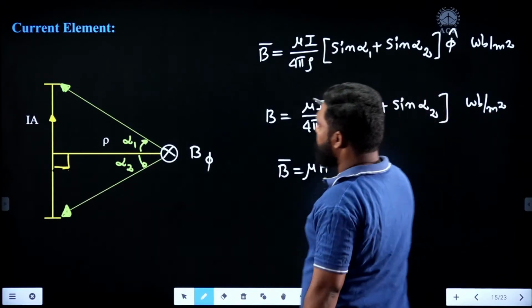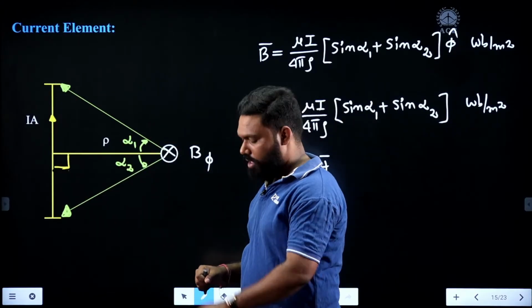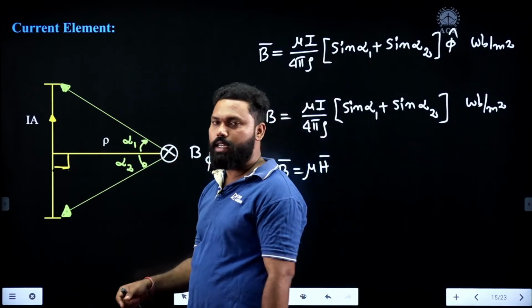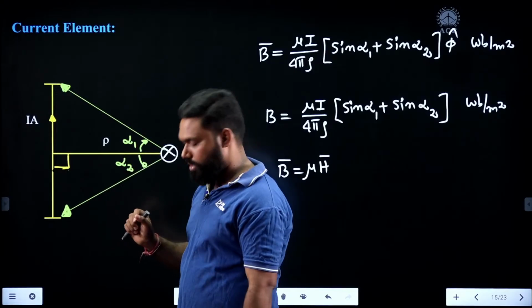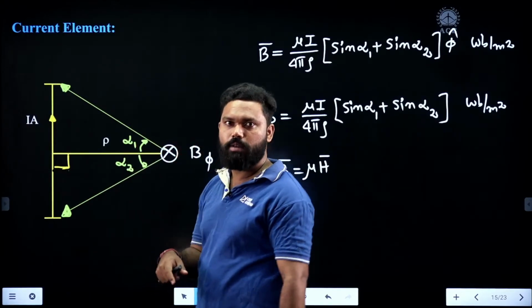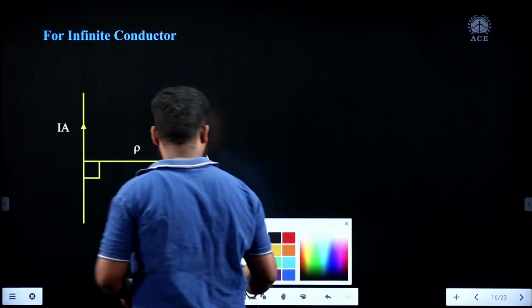Now I want to modify this formula for the infinite length current carrying conductor. What happens for the infinite length current carrying conductor? You have to see like this. This angle will become 90 degrees. This angle also will become 90 degrees. So for the infinite conductor, what can you do?